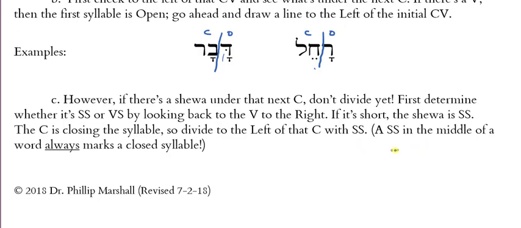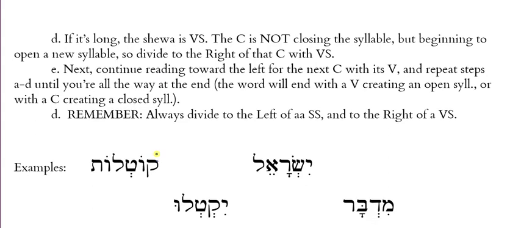Note, a silent shiva in the middle of a word will always mark a closed syllable. So if you ever determine that you've got a consonant with a silent shiva under it, you will divide to the left of it, because that consonant goes with the consonant and vowel to the right, because it's closing the syllable. Let's just go ahead and look at an example here.